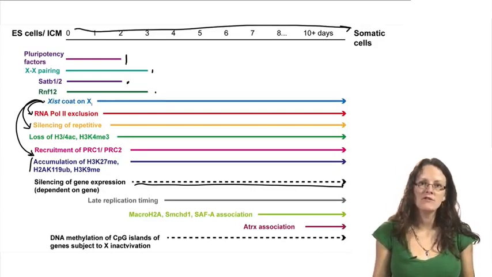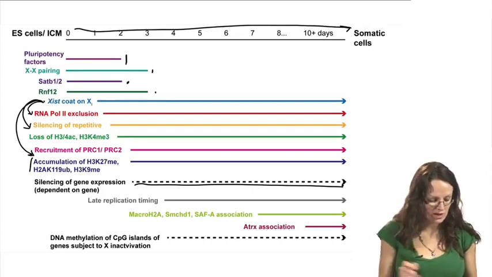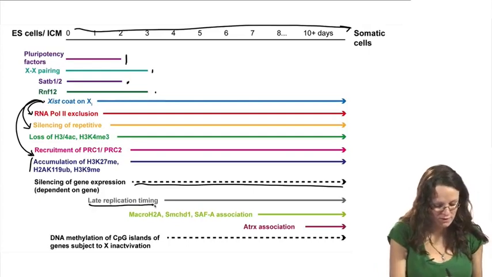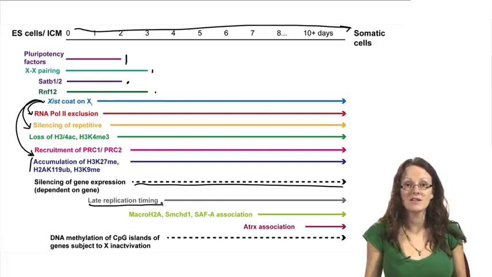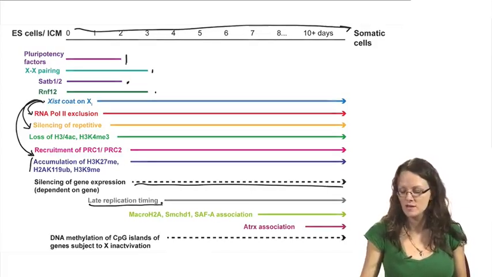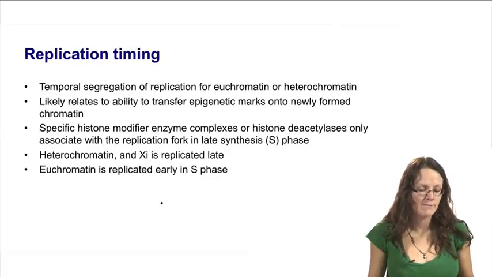And one of the things I haven't mentioned to date is that one of the features of the X chromosome is that it undergoes late replication timing. And this is true not only for X inactivation, not only for the heterochromatin found on the inactive X, I guess, but also for other heterochromatin. So I'll just spend a moment to explain that.